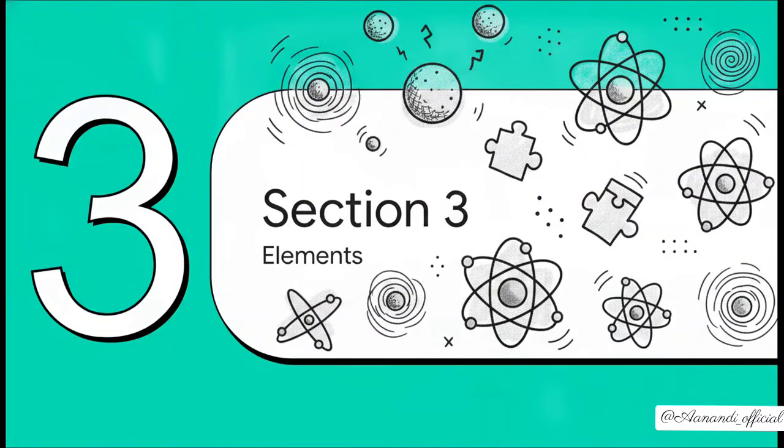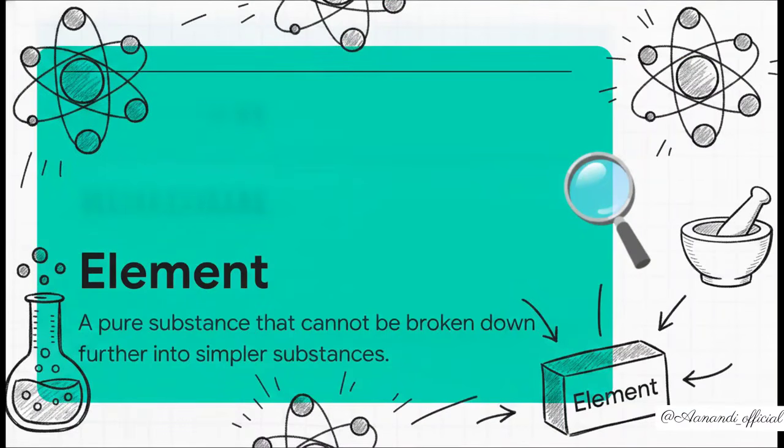So what exactly are these pure, inseparable particles? We call them elements. Elements are the absolute fundamental building blocks of all matter in the universe. They're pure substances made up entirely of identical particles called atoms. And because every single atom in there is identical, an element simply cannot be broken down any further into simpler substances. You can't filter it, you can't boil it, you can't crush it into something else. It just is what it is.